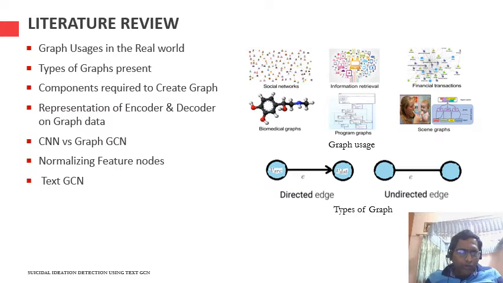We also listed out the different encoder and decoder techniques for graphs, like DeepWalk and random walk. We listed out the limitations of CNN, which is used on three-dimensional data, and how graphs can overcome those limitations, and how to normalize the feature nodes in a graph. Also, how Text GCN can be used for classification of text and for NLP-related tasks.